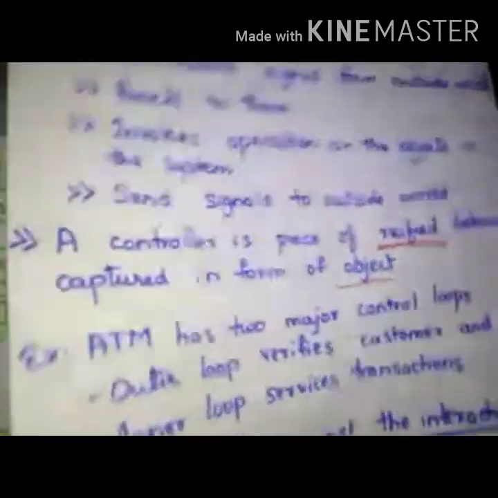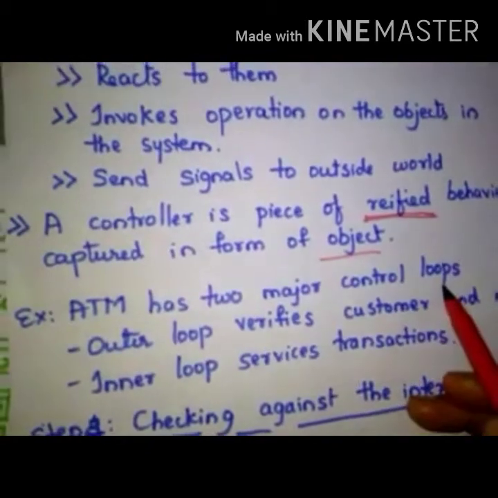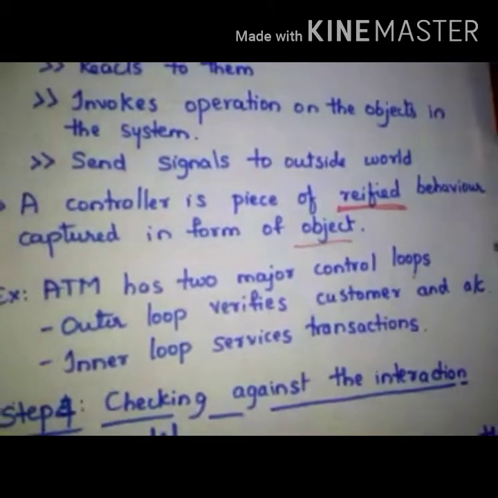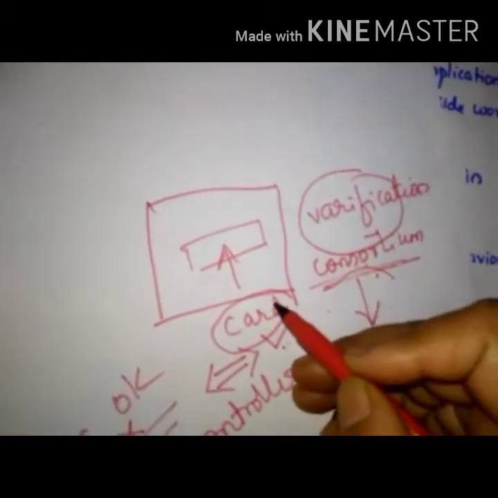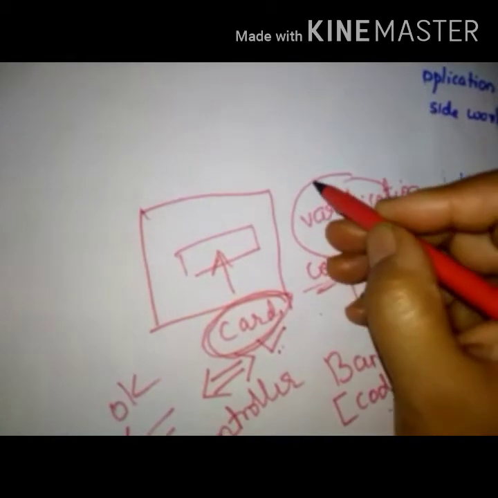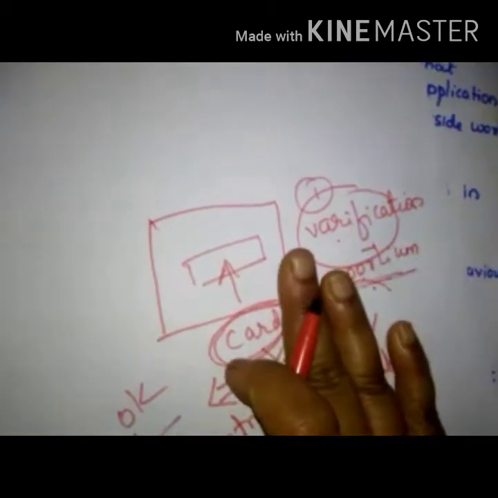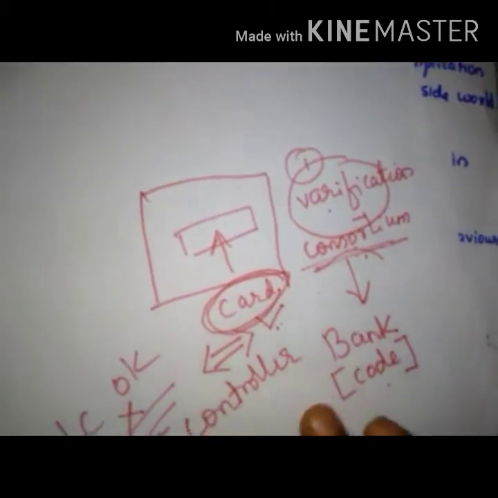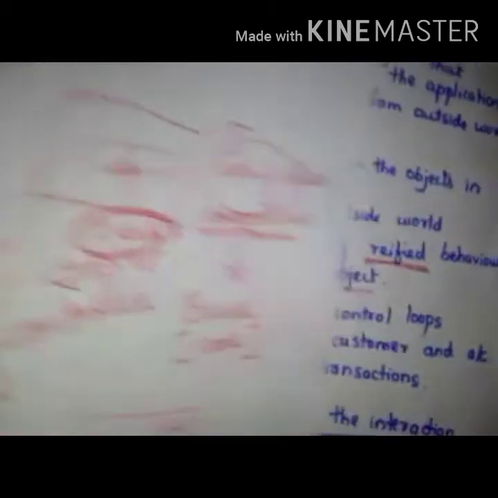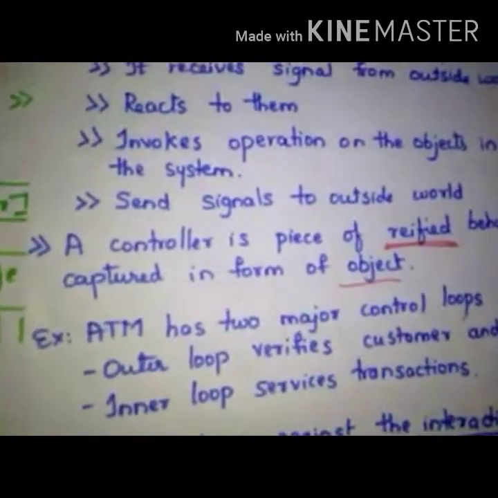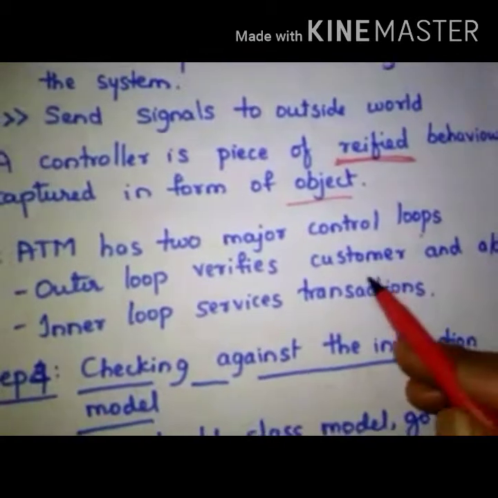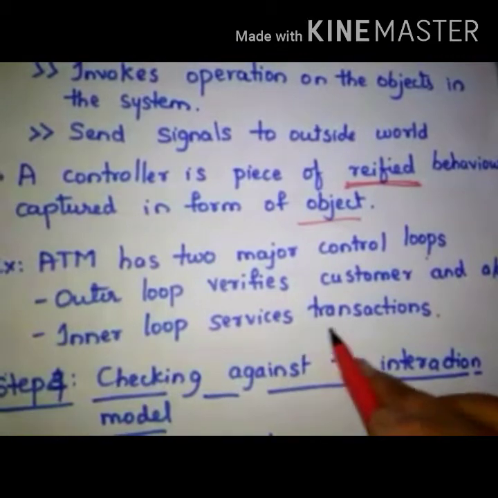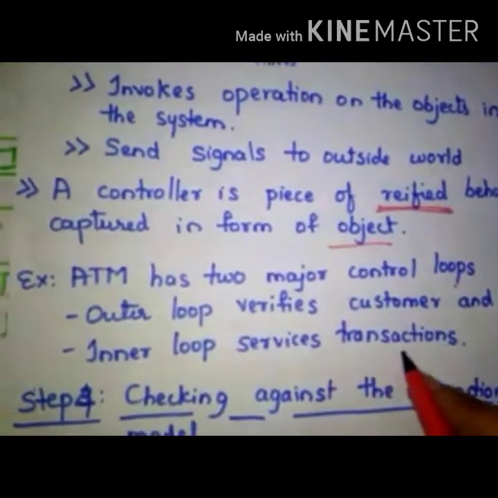So in the ATM we have two major control loops. The first one is the outer loop, which verifies the customer. As we have seen, when the customer inserts a card, the first thing that will happen is the verification. The outer loop is verification. If the user is verified, then only he can go inside and start doing the transactions. So there are mainly two controllers. The first one is the outer loop, which verifies the customers, and the inner loop does the service of the transaction. It provides the service to the customer.